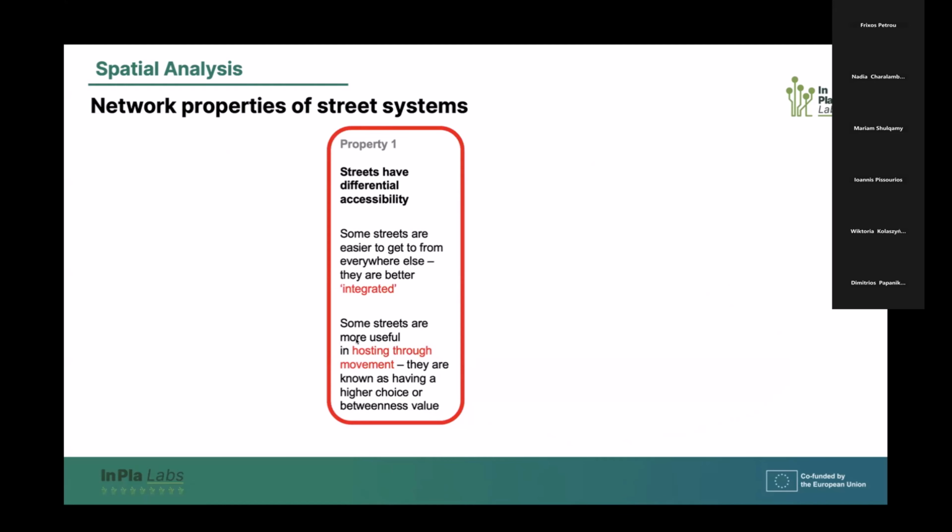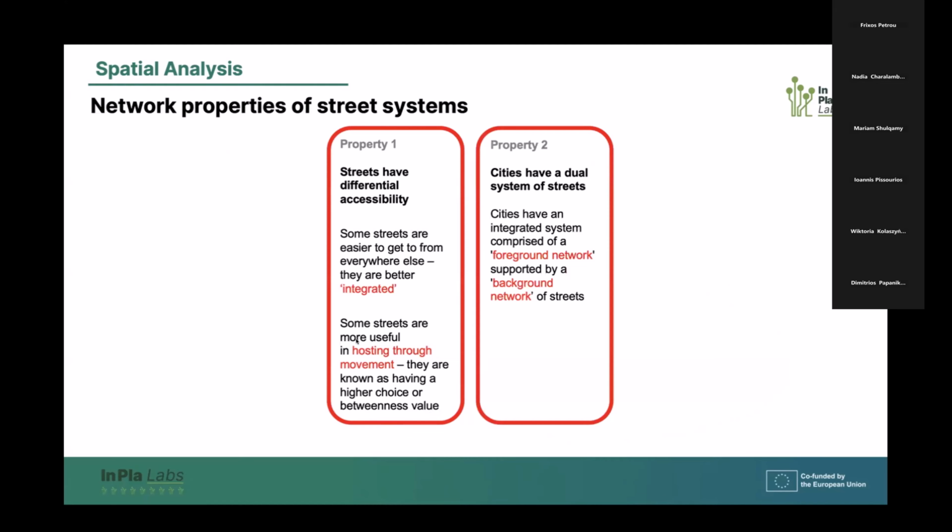There are also three main properties that we explore when we look at the spatial syntax of cities. The first property you need to understand is that streets have different accessibility. Some streets are easier to get to from everywhere else, and they are better integrated, while some streets are more useful in hosting through movements, and they are known as having a higher choice or betweenness value. The second property you need to understand is that cities have a dual system of streets. Cities have an integrated system comprised of a foreground network, which basically refers to the main streets, and this is supported by a background network of streets, which refers to the local streets.